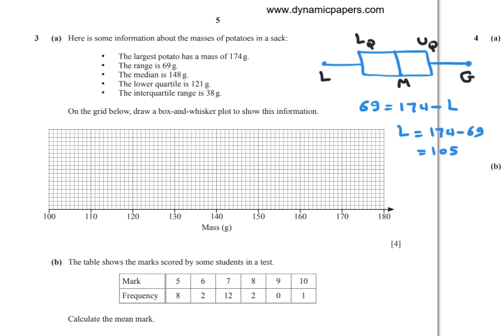And to find the upper quartile from the interquartile range, which equals upper minus lower. So 38 equals the upper minus the lower, which is 121. So to find the upper, add 38 plus 121 equals 159.